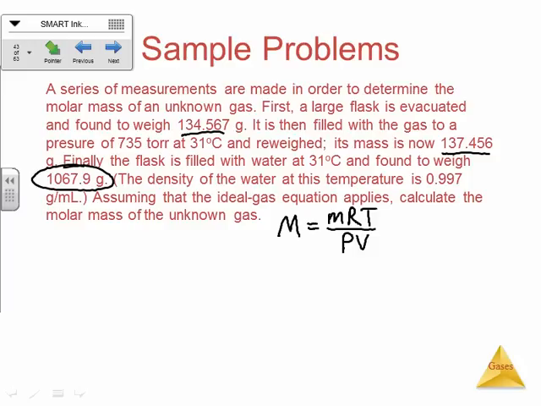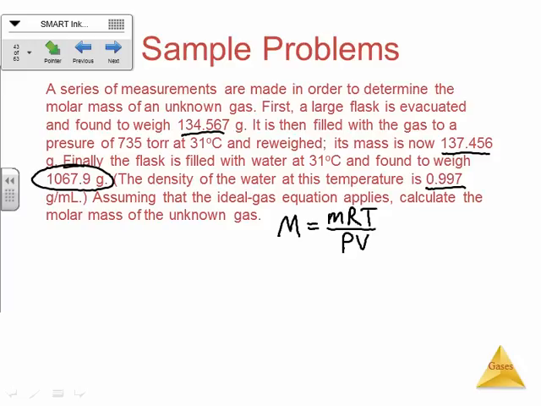So we take the 1,067.9 minus the original mass of the flask. That would give us the mass of the water. And we know the density of the water. So knowing those two things, we can actually find the volume of the water that filled up this flask, okay? And that essentially gives us the volume of the flask, okay? Which means that's also going to be the volume of our gas. So that's pretty tricky. They could throw something like that at you on the AP exam.